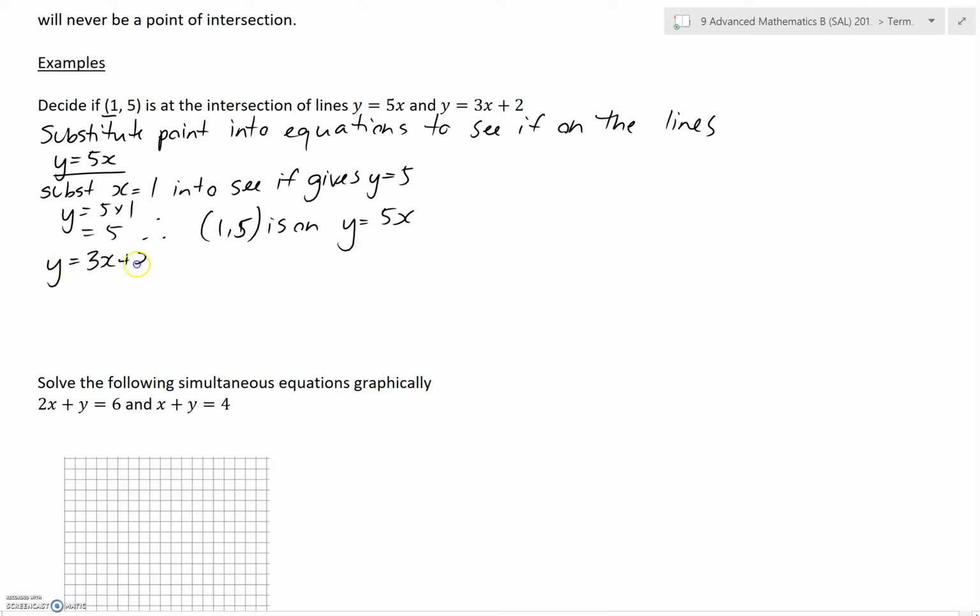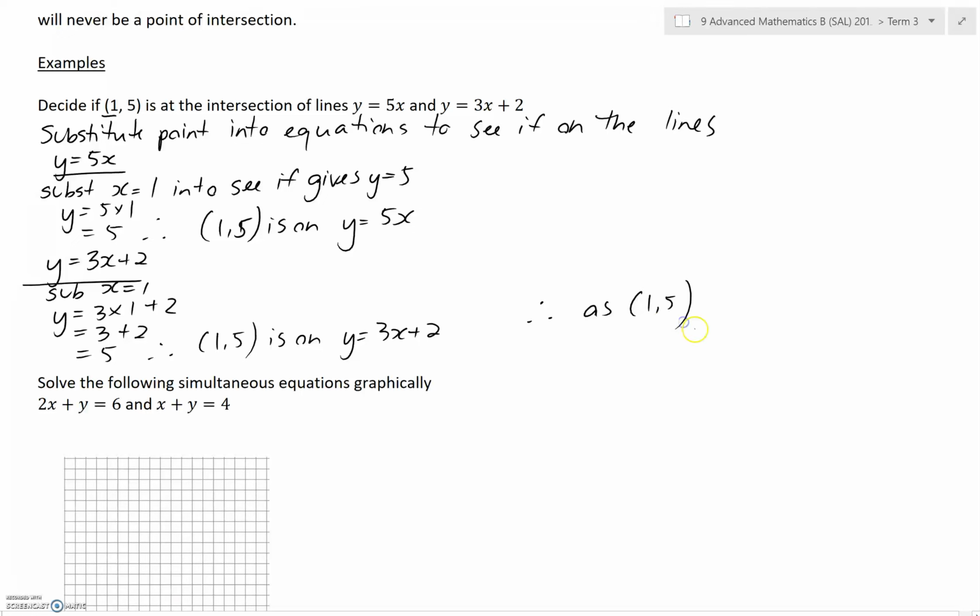So y equals 3x plus 2. So again, we're going to substitute x equal 1 in. So that's going to give us y equals 3 times 1 plus 2, which equals 3 plus 2, which of course equals 5. Therefore, this point is also on the line y equals 3x plus 2. And because it's on both lines, we can say (1, 5) is on both lines. Therefore, it is the point of intersection.